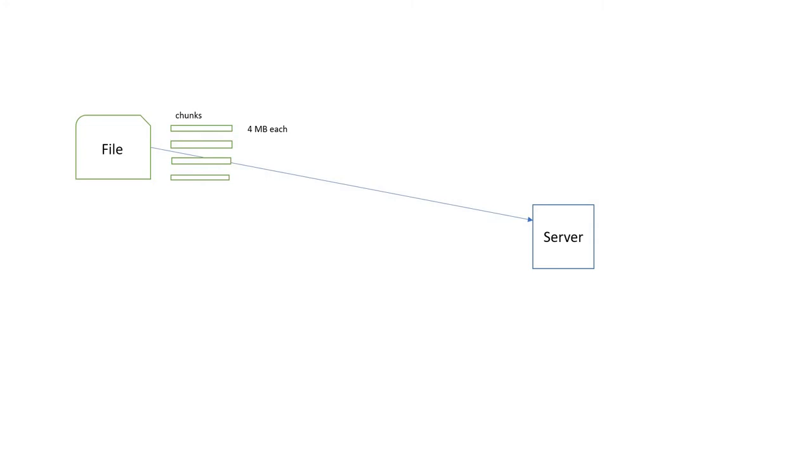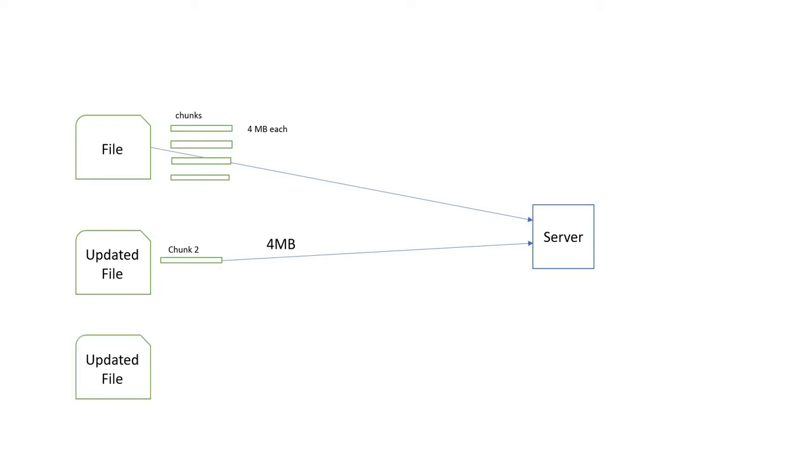But how they are actually useful is, in case you update the file and you update only one chunk of the file, let's say chunk 2. Now instead of uploading the 16 MB file altogether, you can upload only one chunk, which is 4 MB. And tomorrow if you again update the same file and you update a different chunk, let's say chunk 4, then again you will only be updating 4 MB. So this way you will benefit by using less memory and less bandwidth.